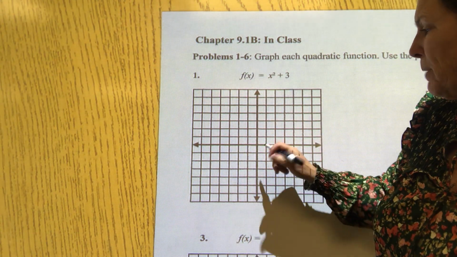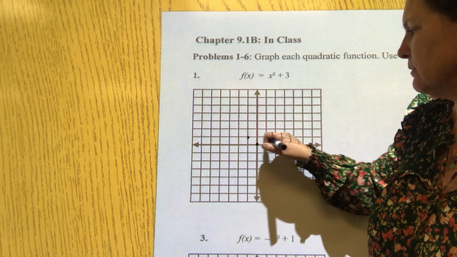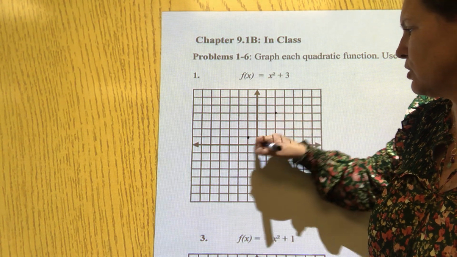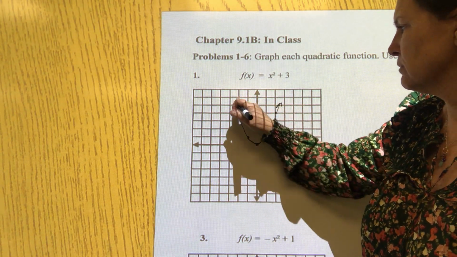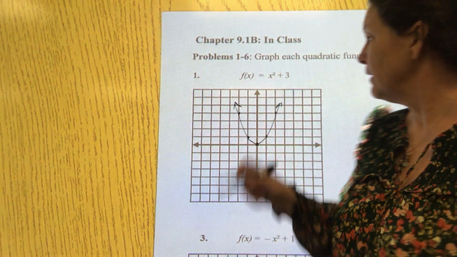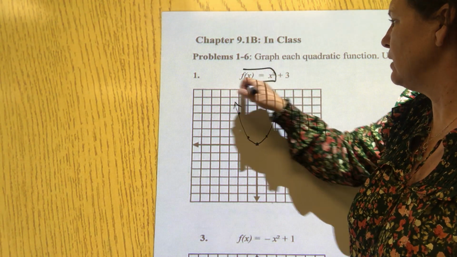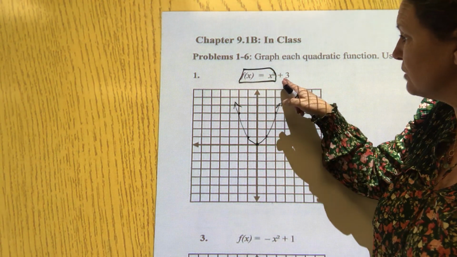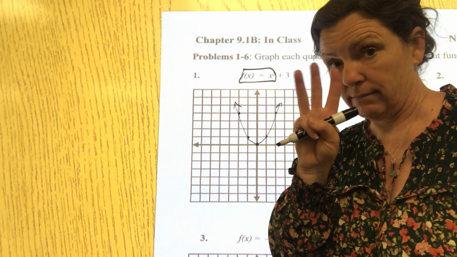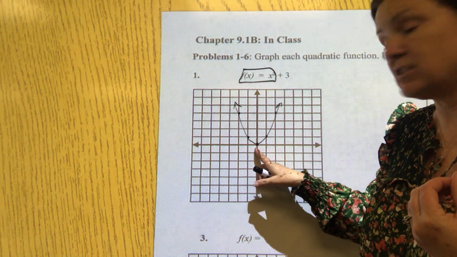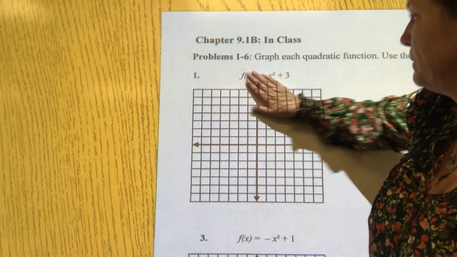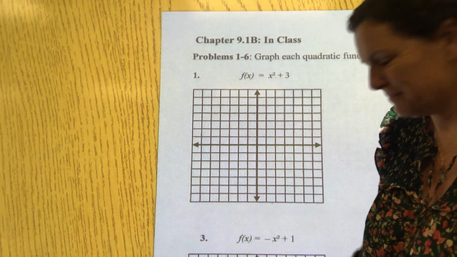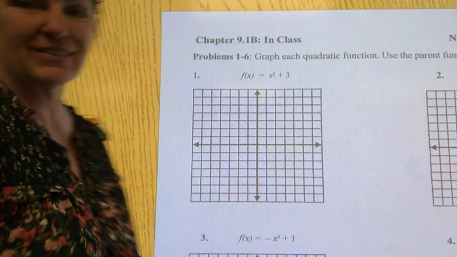So we know that our parent function is right here, right? You don't have to draw this, but I'm just showing it to you. We know that's our beautiful parent function, our beautiful starter parabola, y equals x squared. But we're gonna shift this up 3. So I'm gonna take that vertex of 0, 0, and I'm gonna shift it up 3, and you're gonna do the same.